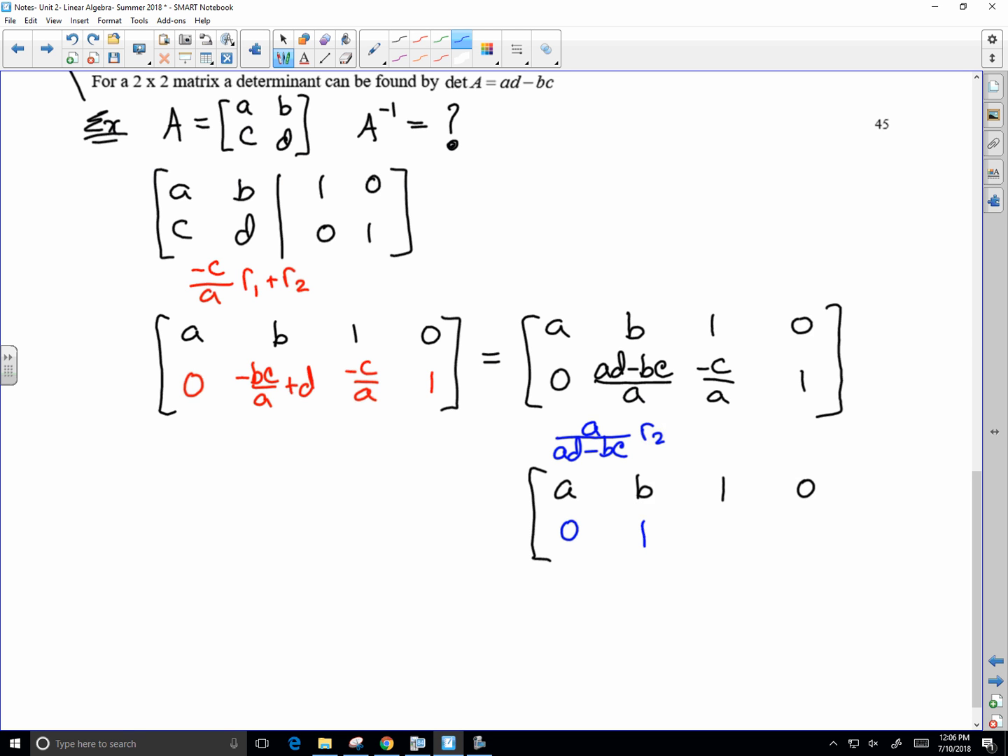So if I multiply this negative C over A by this expression, the A's are going to cancel. I'll be left with a C, and that's a lovely denominator. So negative C over AD minus BC. And then the last entry, A over AD minus BC.